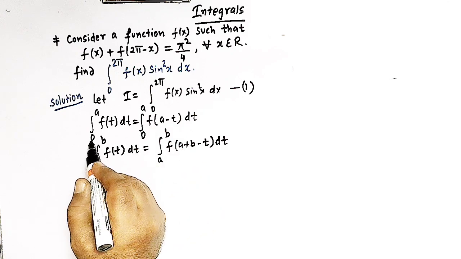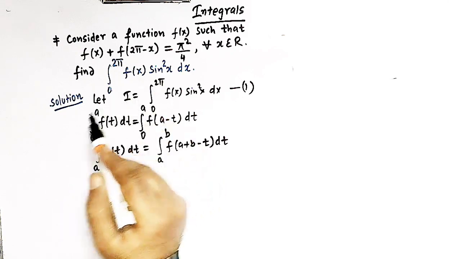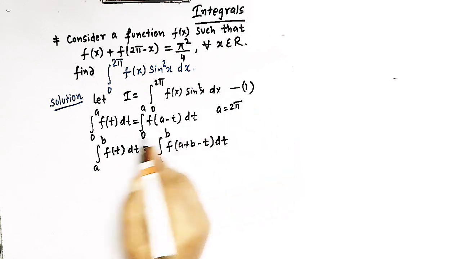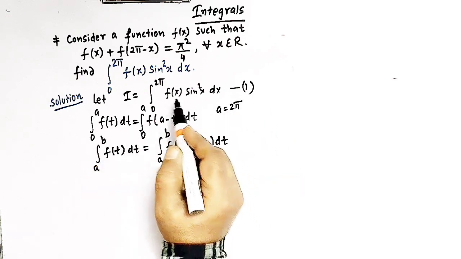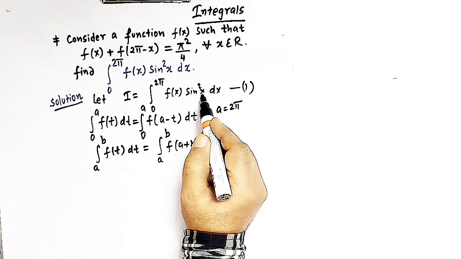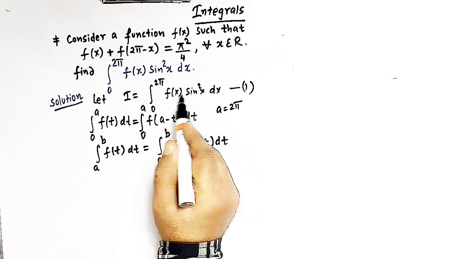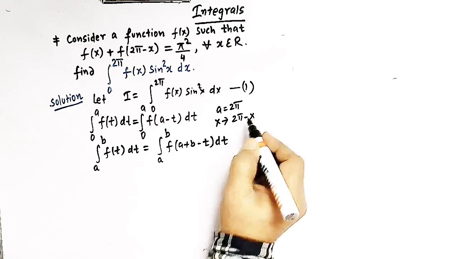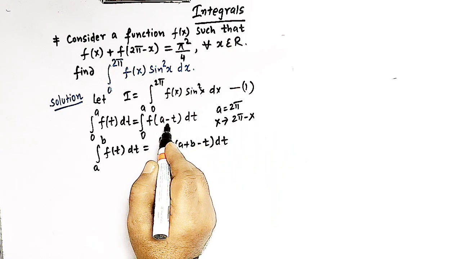So here the value of a is 2 pi, right? And for f of t, here we have this function, that is f of x sine square x. So let us replace all these x by 2 pi minus x due to this property, right?